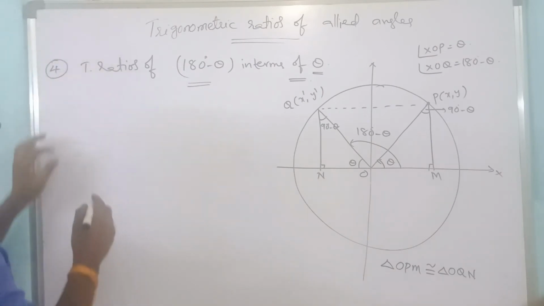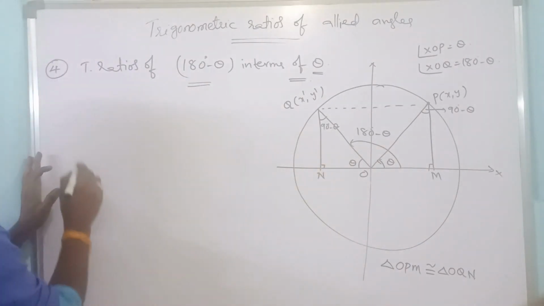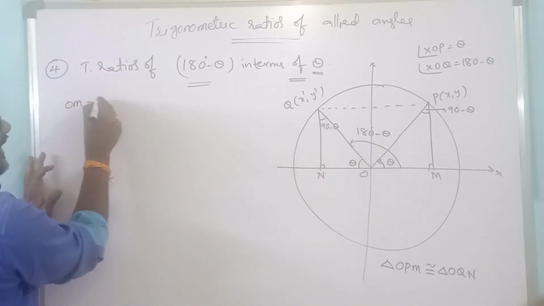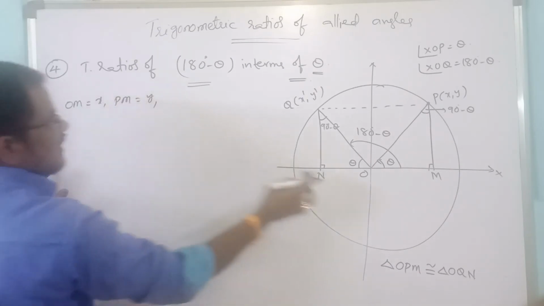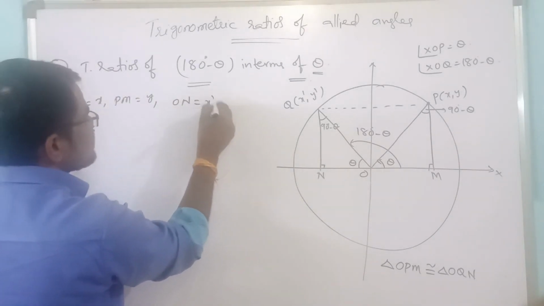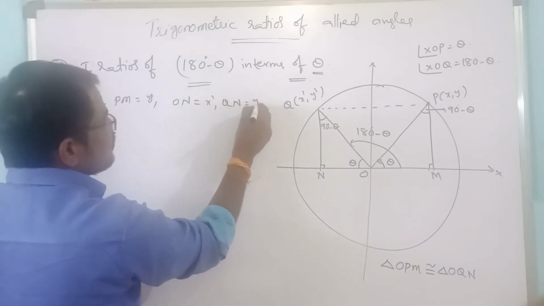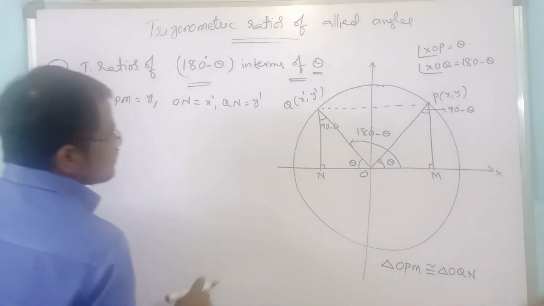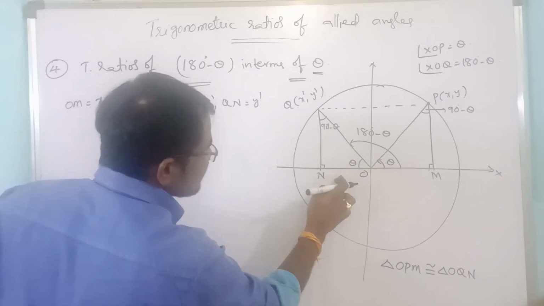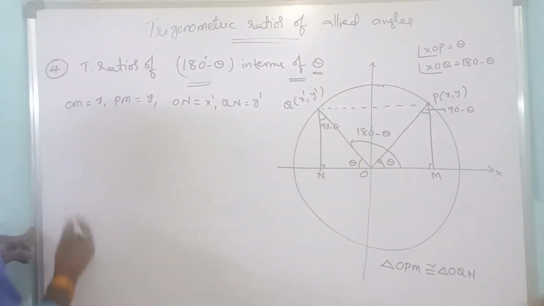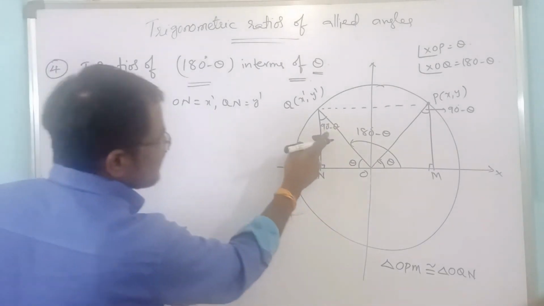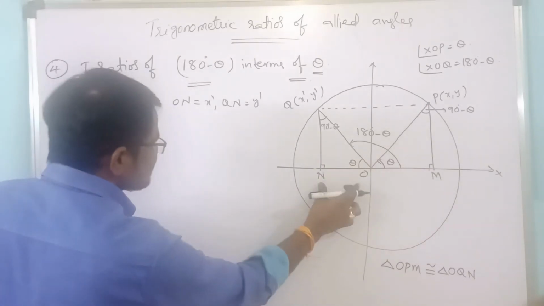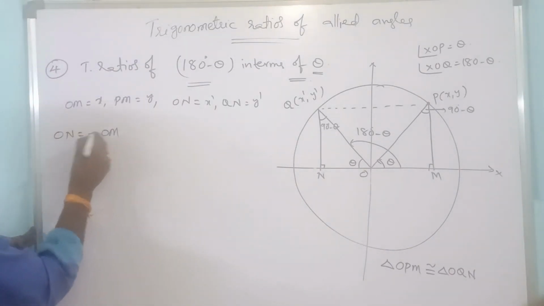Now, so from these two triangles, so here from this triangle OM equal to x and PM equal to y. From this triangle ON equal to x dash and QN equal to y dash, right? Now, so for this angle 90 minus theta, here 90 minus theta, here OM is there. And for this one opposite, here opposite side is OM. For this one also opposite side is OM, but this is negative side. So that's why ON equal to minus OM.